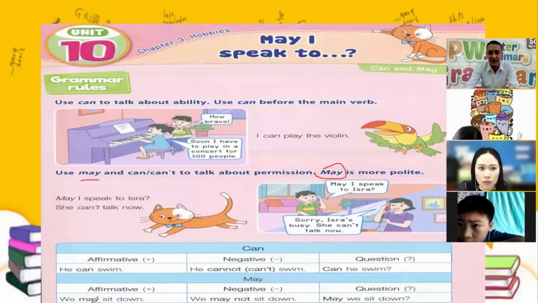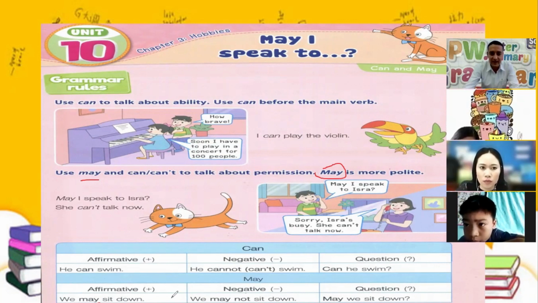So may, sit is actually the main verb, right? So we may sit down. Or, for example, if you would say, you may sit down. You may sit down. Or we may leave. So it's more polite, okay?